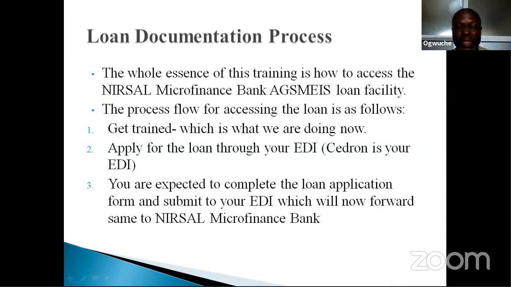One, to get trained, which is what we are doing now. Getting trained is what we are doing now. We started since Monday, and we're rounding up tomorrow. So it's part of the process that we're going through. The second one is to apply for the loan through your EDI. Cedron is your EDI, so apply for the loan, and then we'll put you through on how to go about processing, applying for the loan.